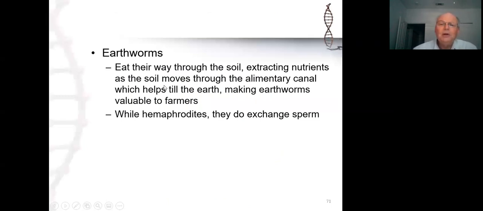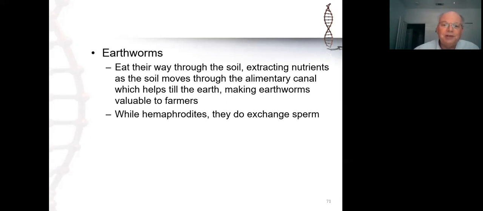Then you have earthworms, also included amongst the sedentarians, because they slowly burrow their way through the soil, ingesting the soil, extracting organic material out of it, metabolizing it, and then secreting their waste called casts back into the soil. And that actually is beneficial for the soil.